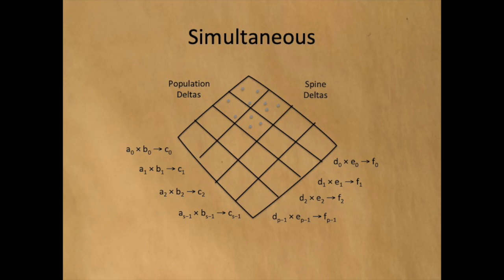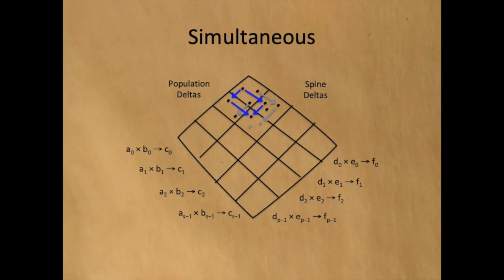To compute simultaneous, the gray dots represent various solution deltas which correspond to specific population deltas and spine deltas. In the root node, all of these deltas are valid. In the top row, when we move to the right, all we require is that each node matches a corresponding population delta in the previous node. And moving down to the left, we require that each delta has a corresponding spine delta in the previous node.